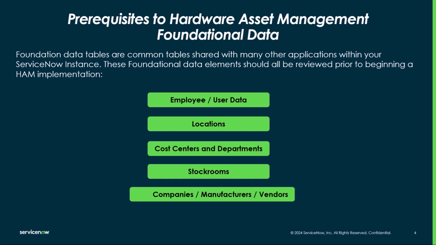And last but not least, you're going to want to take a look at the companies table. Now, the companies table within the platform is also the same table that's used for manufacturers and vendors. The manufacturers and vendors are just attributes on the company record, so that can specify that a company is a manufacturer, a company is a vendor. So you're going to want to make sure that all the vendors you purchase through and a lot of the manufacturers that you use are already in the system, and there aren't any duplicates. You're going to want to make sure it's clean data.